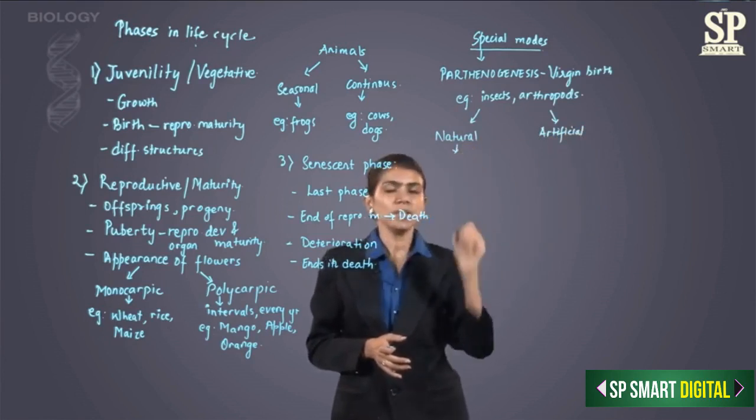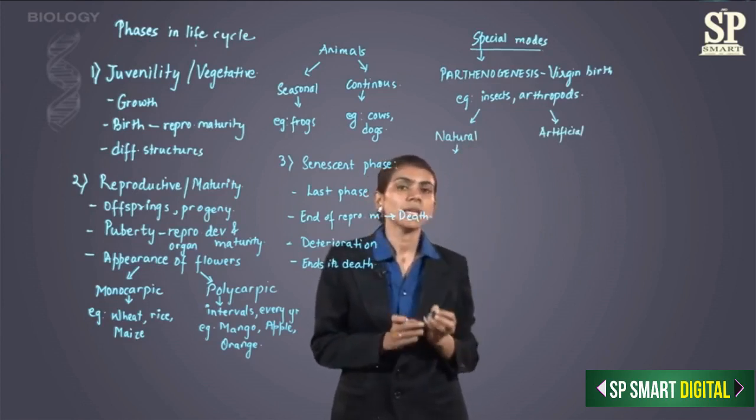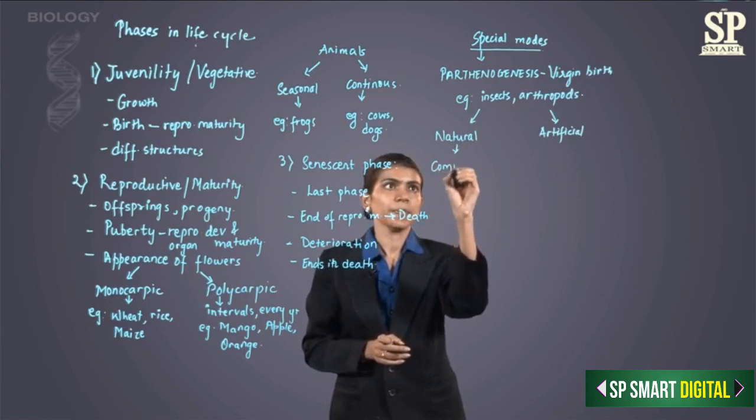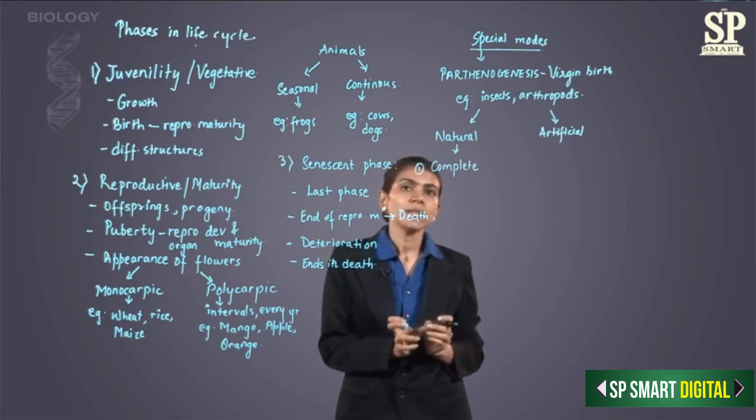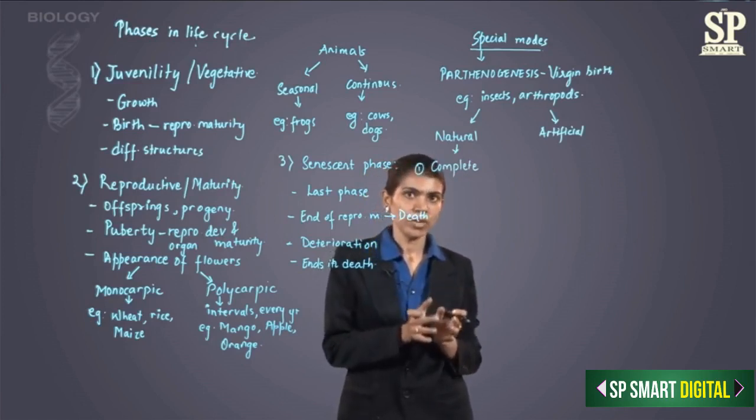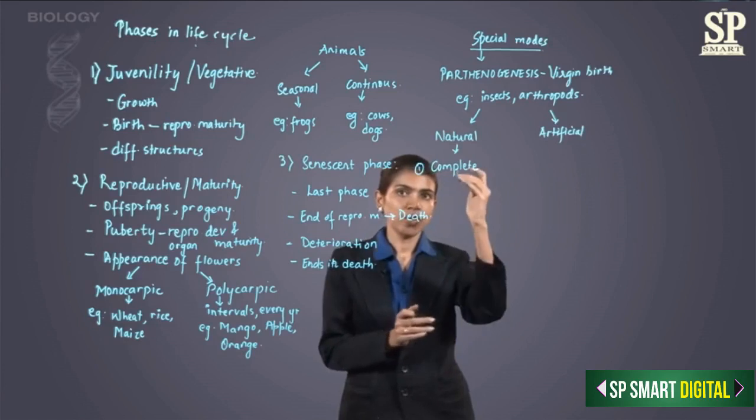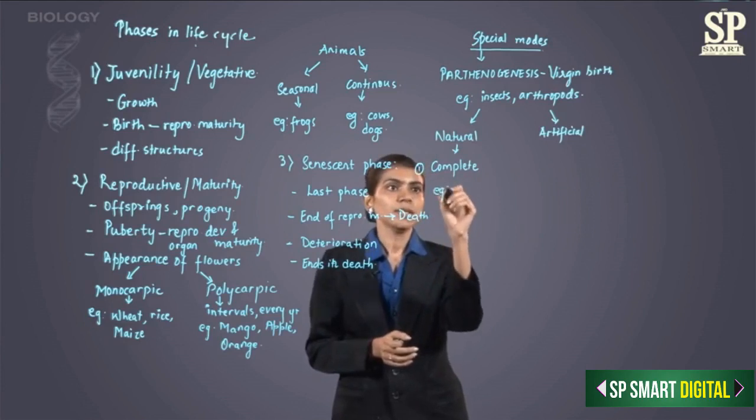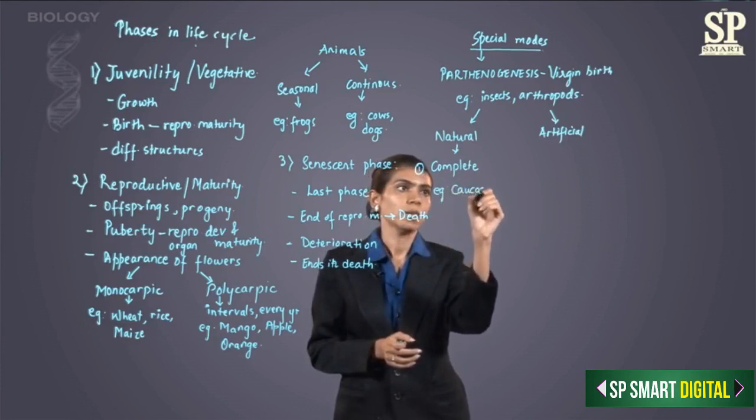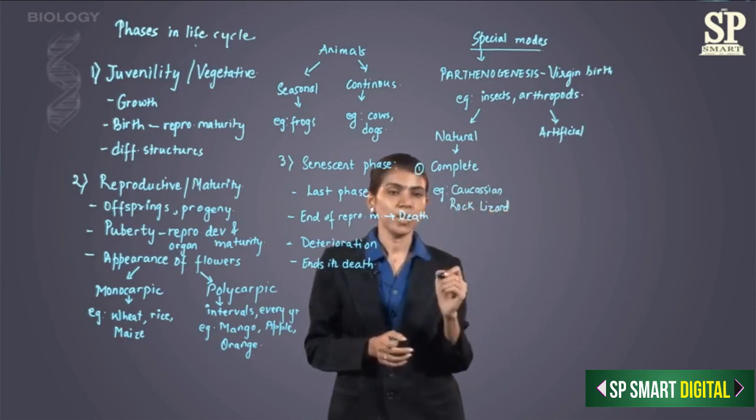Natural parthenogenesis means it is occurring naturally in the organism throughout the life cycle. Now, natural parthenogenesis is again of three types: complete. In complete natural parthenogenesis, parthenogenesis is the exclusive mode of reproduction for that particular organism. There is no other mode which is being followed. So there are no males in these organisms which follow complete parthenogenesis. There are only females. For example, this is seen in the Caucasian rock lizard.